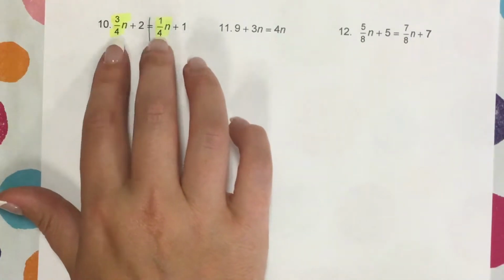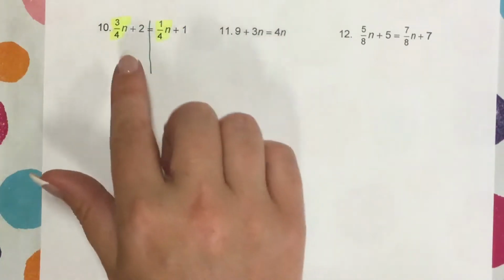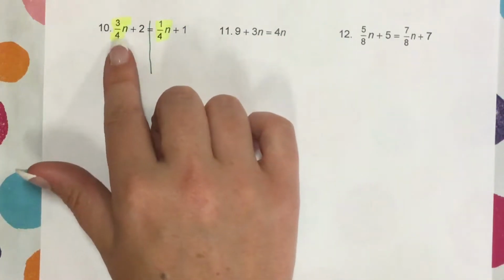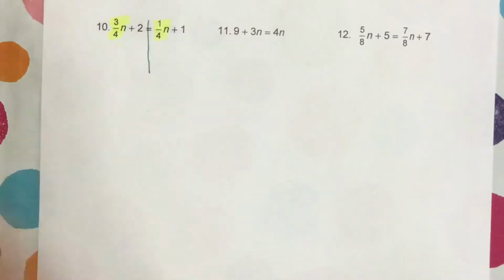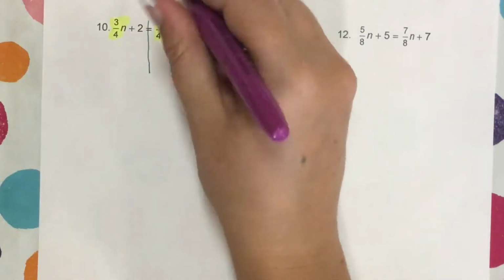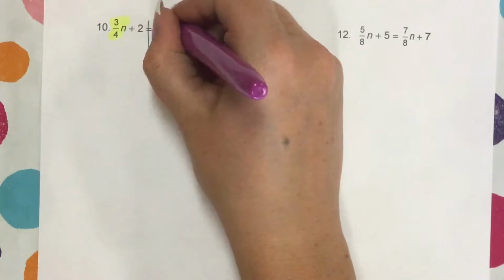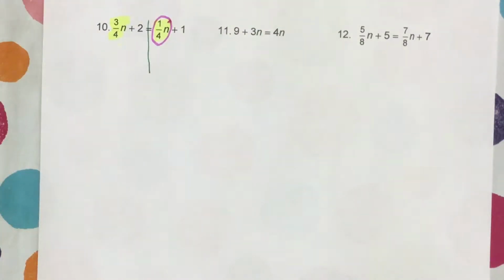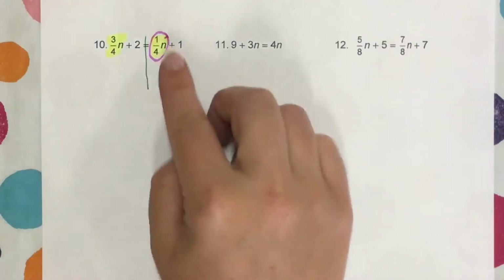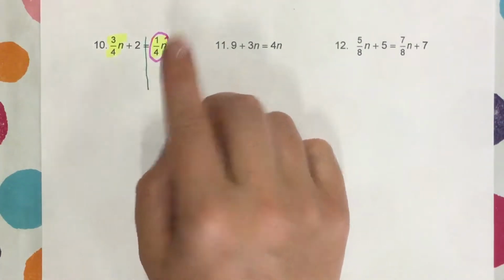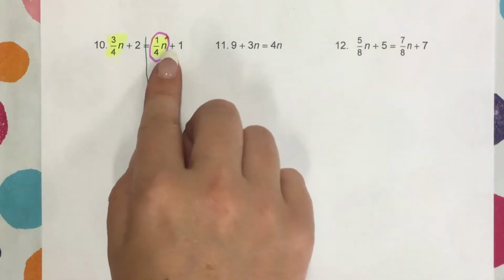So we just need to figure out which one of these is the lesser coefficient. The coefficient here is 3/4 of this n and 1/4 of that n. So 1/4 is less than 3/4. So that is going to be the one that we are going to move. In order to move it, we're going to look and see how this 1/4 n is related to this 1. Well, it's related through addition.